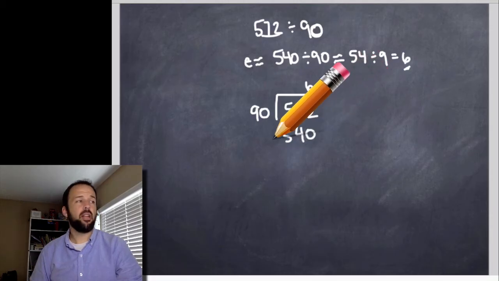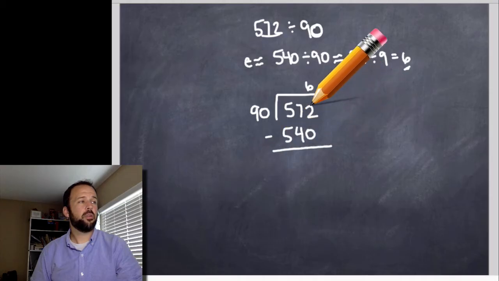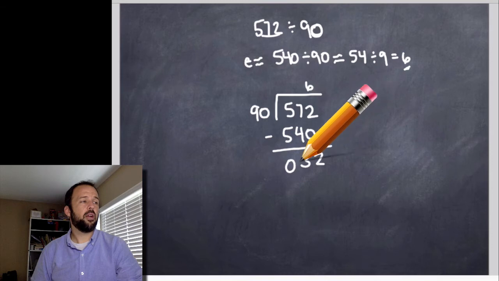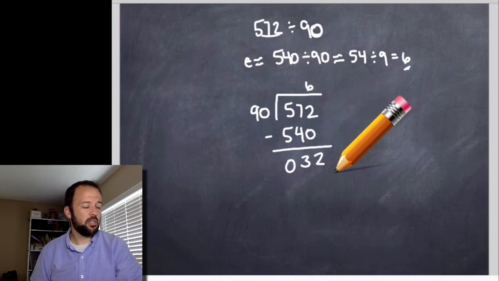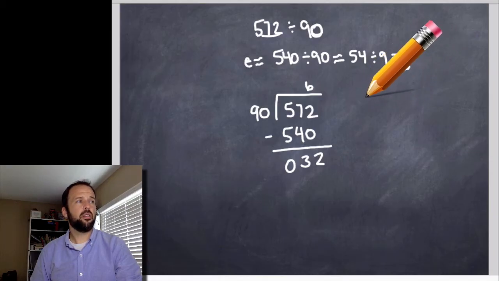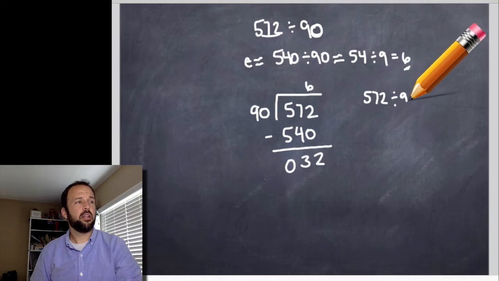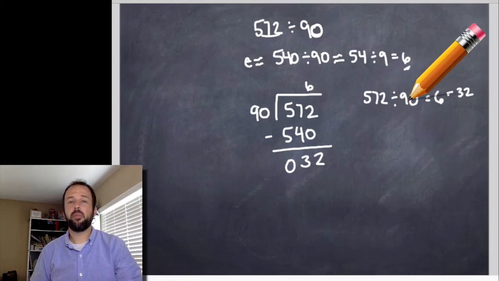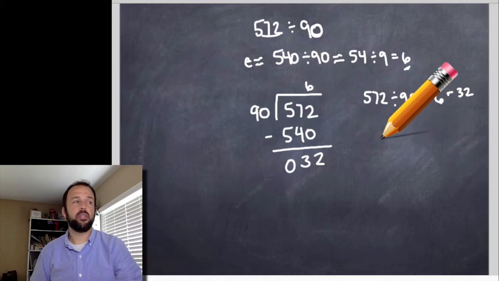Now I want to see how many I have left. So if I subtract these two numbers, there would be a 2, 4, taking 4 away from 7 would leave me with 3, 5 and 5 is 0. So I am left with the number 32. So 32 is going to be my remainder. So I could write this as 572 divided by 90 would equal 6 with a remainder of 32. And I could check that again by multiplying 90 times 6 and then adding on the 32.